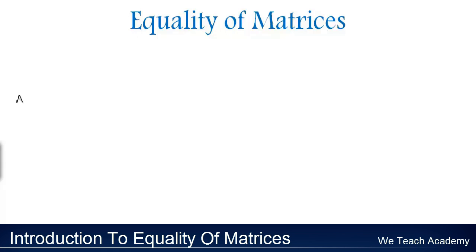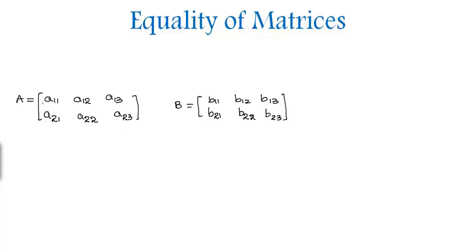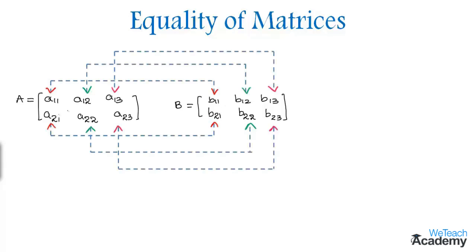So let's consider two matrices. Now, how shall we compare these two matrices whether they are equal or not? We can compare this by comparing their corresponding elements, by comparing the first element in the matrix A, which is in the first row and first column, with the same element in the next matrix. The elements paired in this way are called corresponding elements of two matrices.